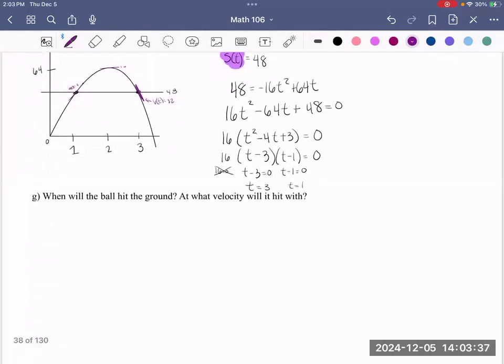All right. So now last thing, when will the ball hit the ground? At what velocity will it hit with? Does the ball hit the ground here? Oh, not here. We started at the ground and we stop at the ground. We want to know how this happened. There's a couple different ways we can approach this. We can either try to factor and solve, or we can think about symmetry. This is a very symmetrical graph.